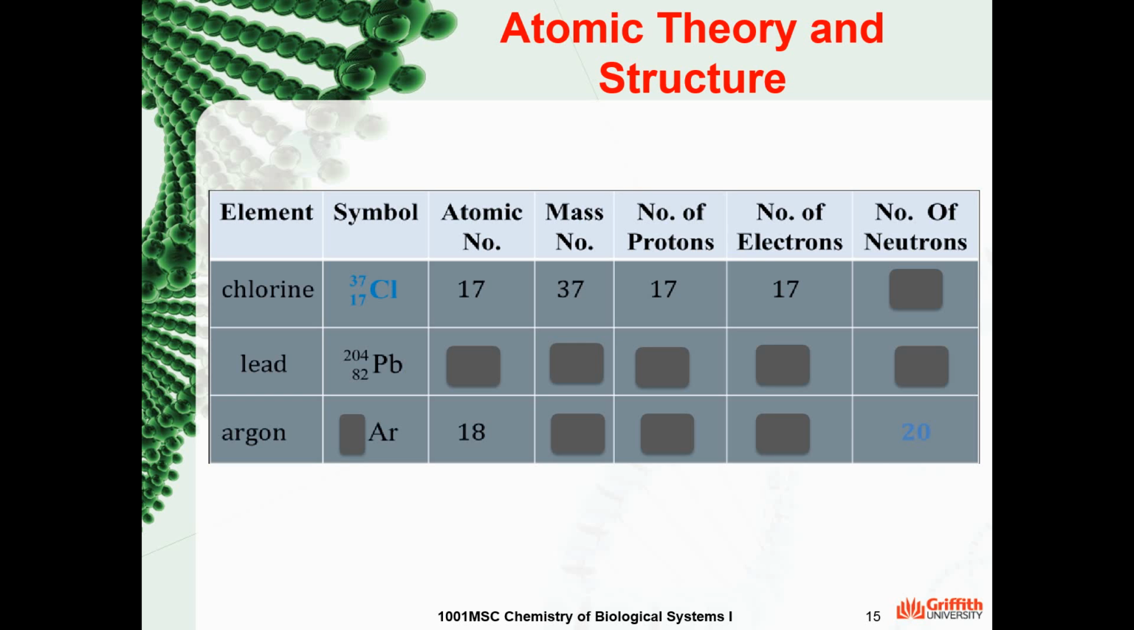then we should have 17 electrons. Finally, to determine the number of neutrons, we deduct the number of protons from the mass number. So 37 minus 17 equals 20, and that's how many neutrons we have in this isotope. Please pause this video and practice filling the table for the other 2 examples. The answers will be displayed after you continue.